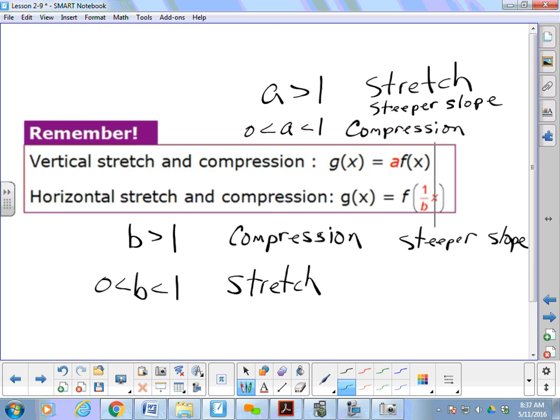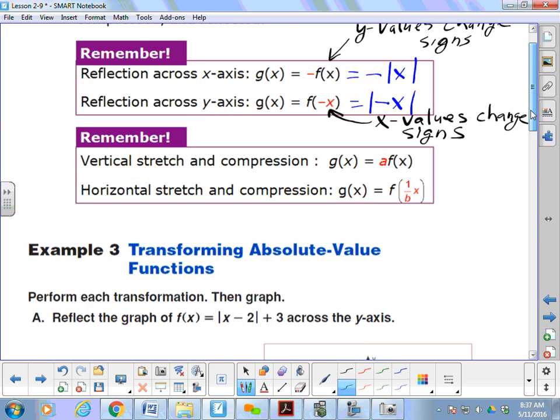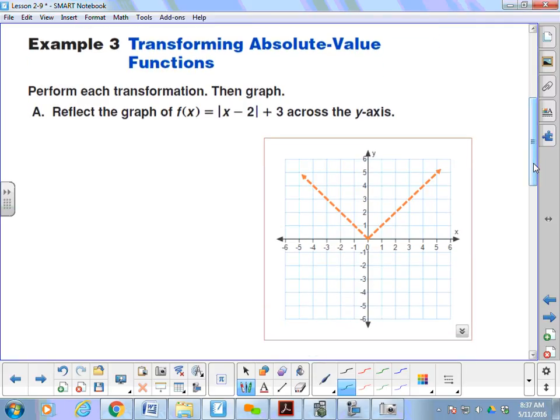Okay, so let's take a look at that then. We're going to perform some transformations. First of all, it says reflect the graph of f of x equals absolute value of x minus 2 plus 3 across the y-axis. First, I'm going to have to move my graph here. Here's what I want you to do first. I want you to graph this: absolute value of x minus 2 plus 3.